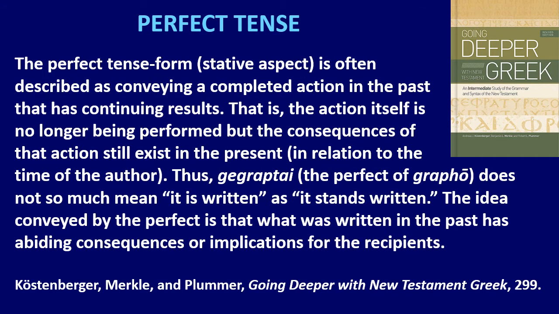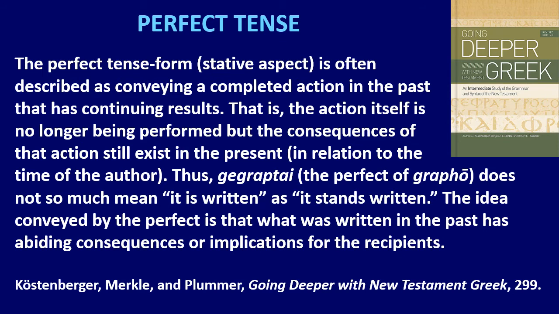Here's an expanded explanation or definition of the perfect tense verb taken from a book by three men, Köstenberger, Merkle, and Plummer, Going Deeper with New Testament Greek. And here's what they explain about the perfect tense: the perfect tense form, stative aspect, that's the term they like to use instead of combinative, but this tense form is often described as conveying a completed action in the past that has continuing results. That is, the action itself is no longer being performed, but the consequences of that action still exist in the present. And they clarify that.